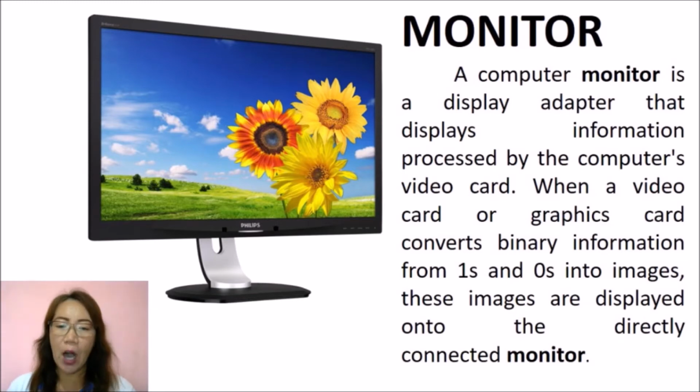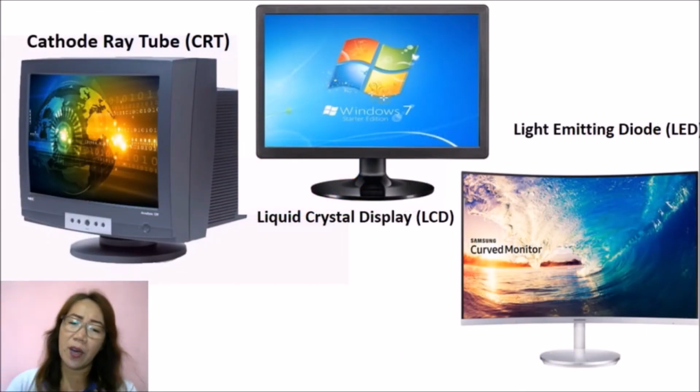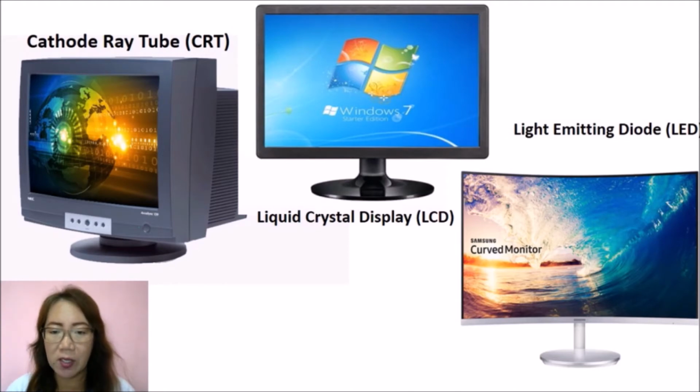And what do you think? How many types of monitor do we have? Is it one? Is it two or three? Yes, the answer is three. We have three types of monitor. The first one, very old, is the cathode ray tube or the CRT. Then we have the liquid crystal display or the LCD. And the recent one is the LED or the light emitting diode. The LED is much more energy saving. So if you are planning to buy a monitor, make sure to buy an LED one.